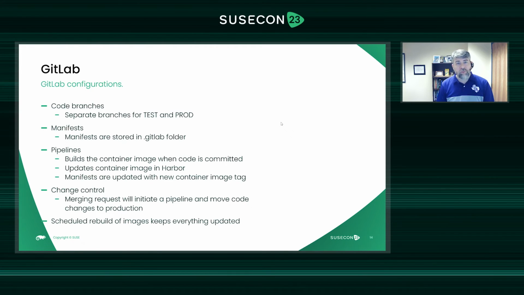Our GitLab has pipelines that we use. Those pipelines can build the container image when the code is committed. So that's a neat feature and provides the automation. It automatically updates that container image into our image registry, Harbor. And the last part of the pipeline for us is to update the manifest with a new container image tag. That allows Fleet and other continuous delivery platforms to deliver that image out into the Kubernetes environment.